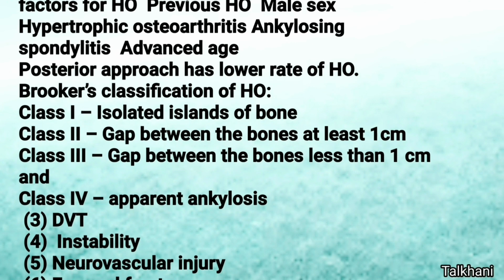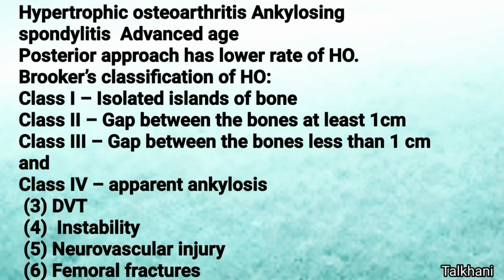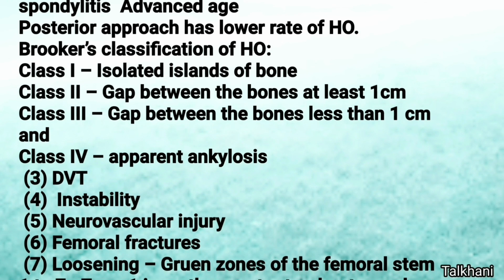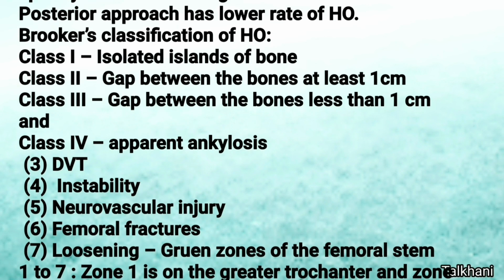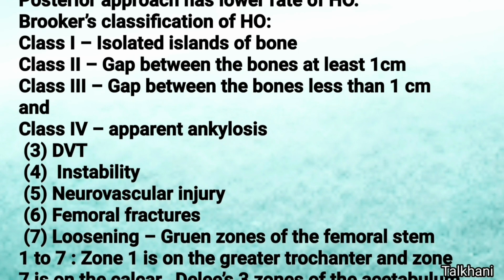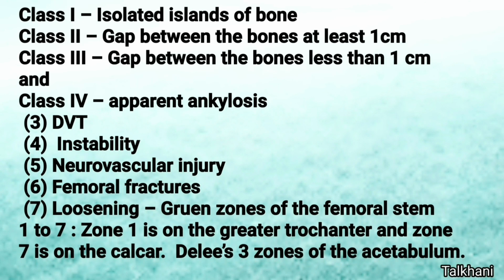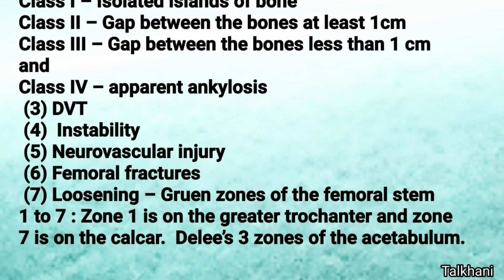Brooker's classification of heterotopic ossification is: Class 1, isolated islands of bone seen on the X-rays. Class 2, gap between the bones at least 1 centimeter. Class 3, gap between the bones less than 1 centimeter. And Class 4 is apparent ankylosis.